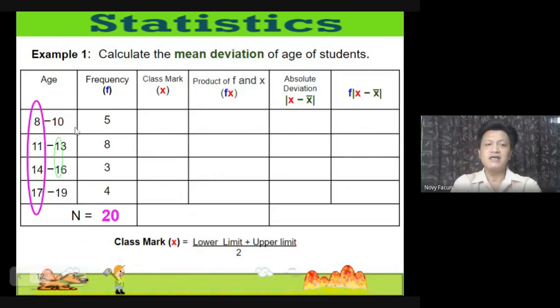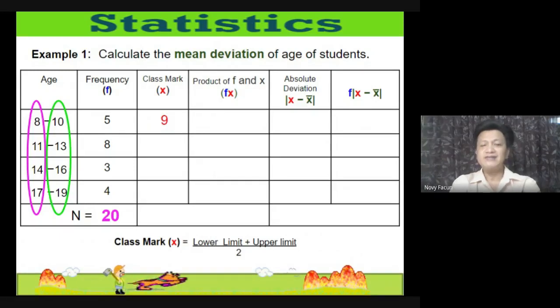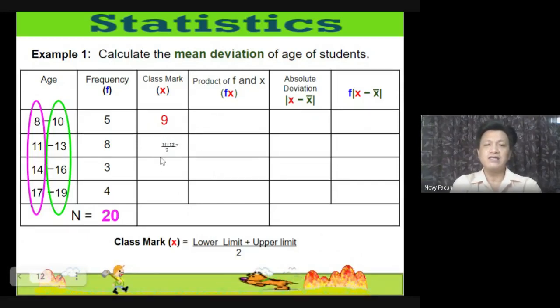Kaya nga that is, yan, yung naka-circle na violet, that is the lower limit. Yung green ay the upper limit. So meaning to say, 8 plus 10 divided by 2, that is our class mark, 9. Ibig sabihin niyan, 8, 9, 10. Ano ba yung nasa middle number? Kaya nga siya class mark, 9. Okay, next, 11 plus 13 divided by 2, that is equal to 12. That is the class mark. And next, 14 plus 16 divided by 2, that will become 15. And 17 plus 19 divided by 2, that is equal to 18. Yan po yung class mark ng bawat isang interval.